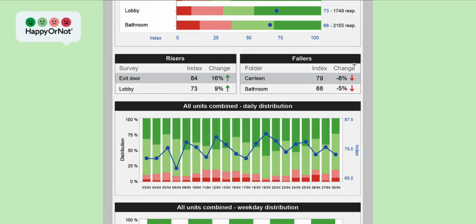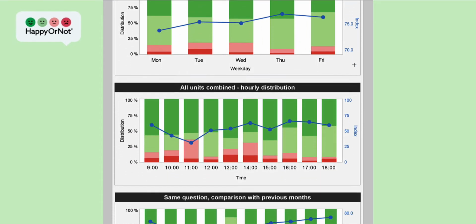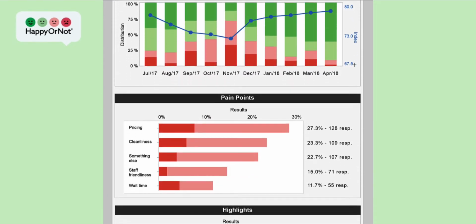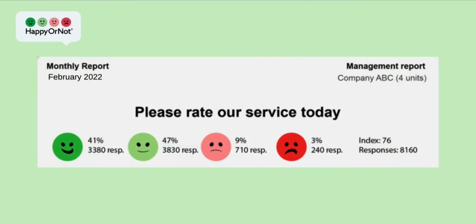Let's have a closer look at an example of a performance report and what's in it. At the very top section, you can see on the left that this is a monthly report for February 2022. On the right, it states that this is a management report as it contains more than one experience point. In this example, the report shows the results of a specific group, here called Company ABC.